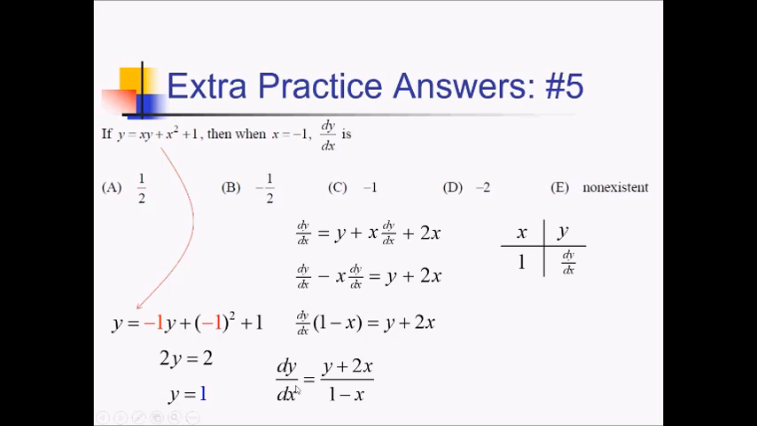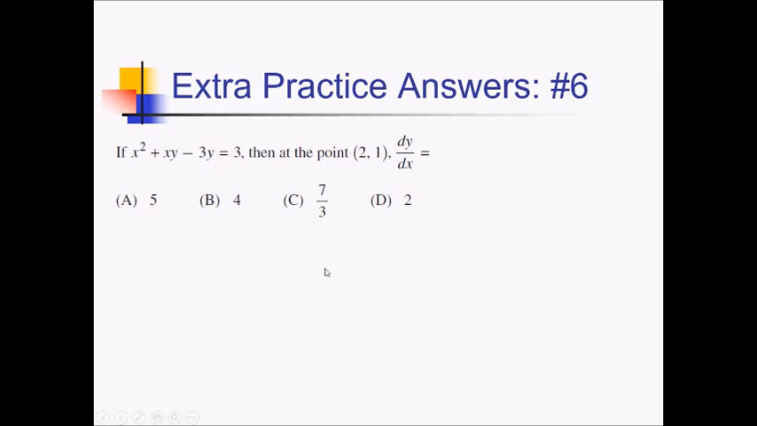So now we're going to evaluate this derivative at the point negative 1 comma 1, which turns out to be the point we need. In my numerator, I have the y value that we just found of 1, plus 2 times the x value of negative 1. Down below, I have 1 minus the x value of negative 1. Up top, this is going to be 1 minus 2, which is negative 1. Down below, 1 plus 1 is 2, so negative 1/2, which gives me choice B.